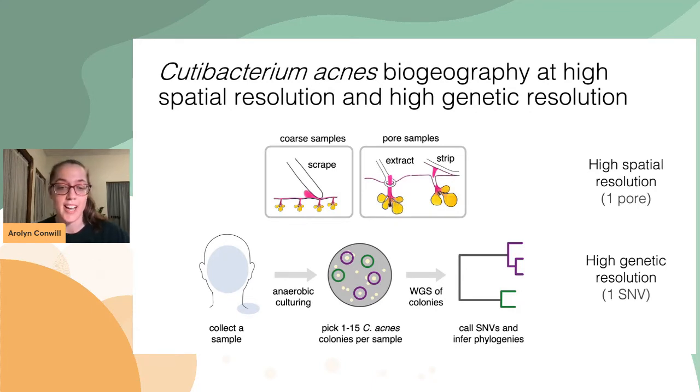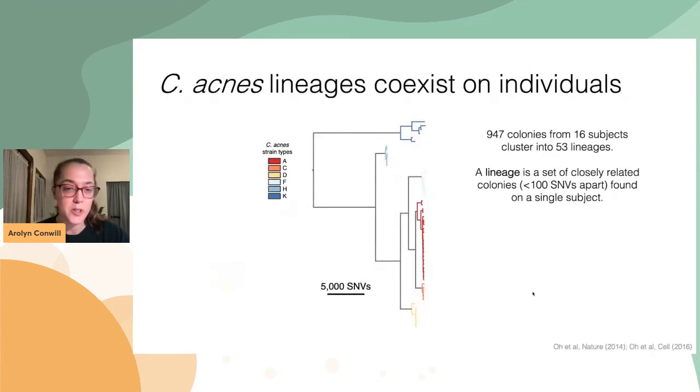We want to understand how much strain coexistence exists on our subjects. After sequencing each colony, we detect SNVs and we group colonies into closely related lineages. In total, we started with around 1,000 colonies from 16 subjects, and these clustered into 53 lineages, which are shown here in this phylogenetic tree. A lineage is just a set of closely related colonies, less than 100 SNVs apart, found on a single subject. And I've categorized each lineage according to an existing strain typing scheme, so that's what the colors are.